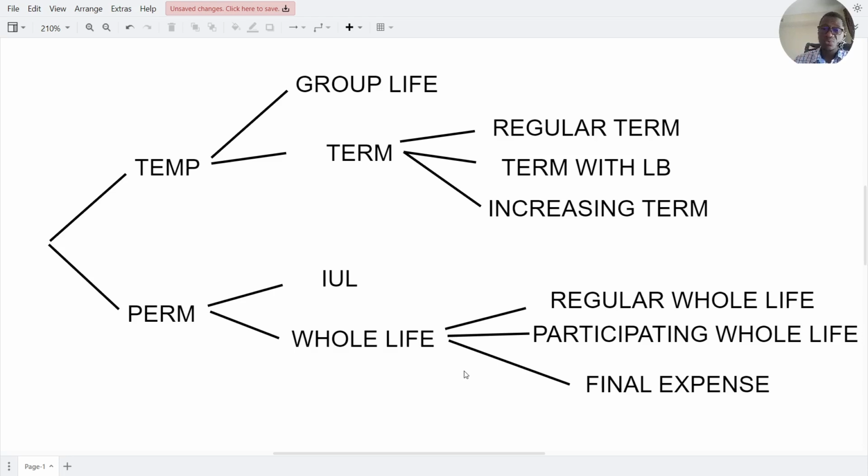And as always, I will always suggest that you meet with professionals, because not all life insurance contracts are equal. It depends on the type of policy and the company that you work with.